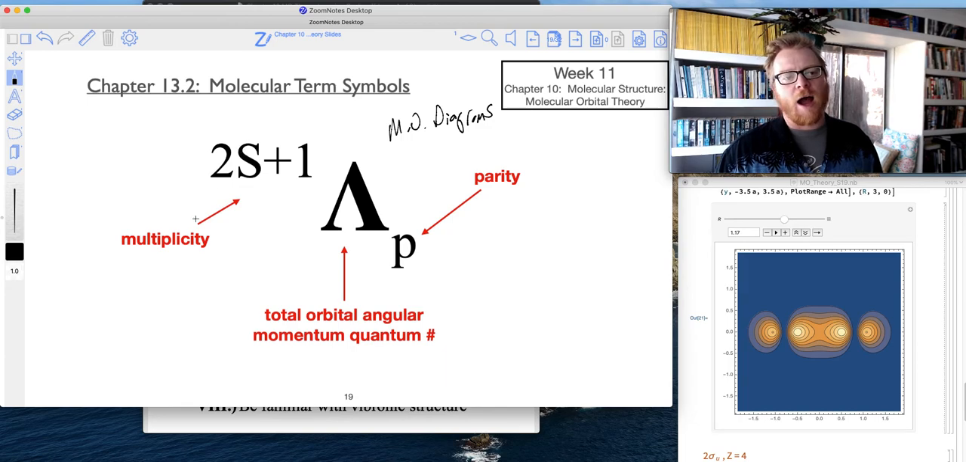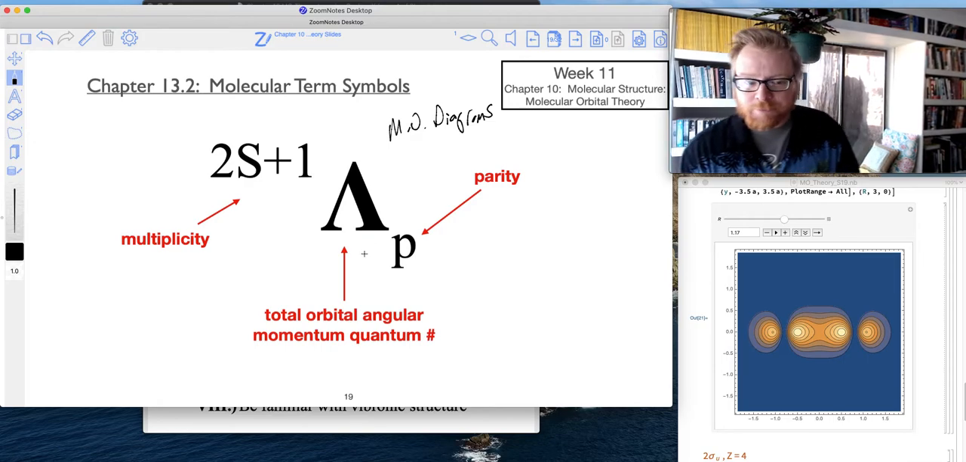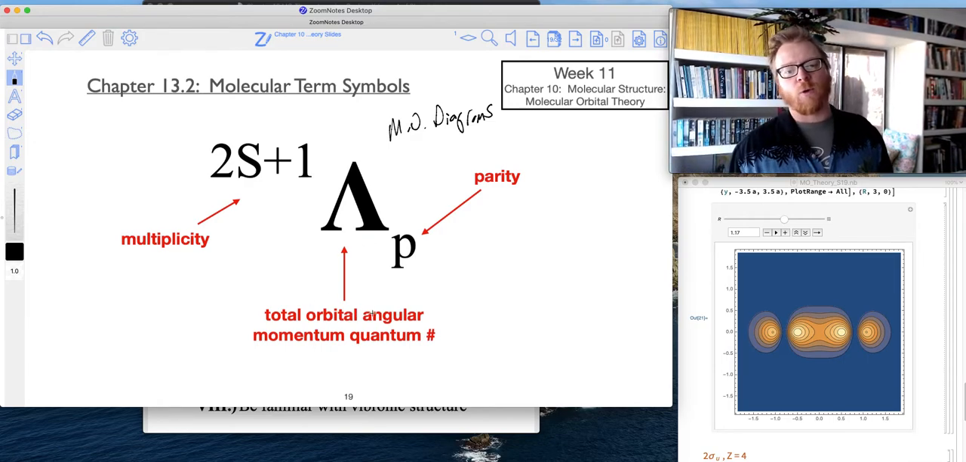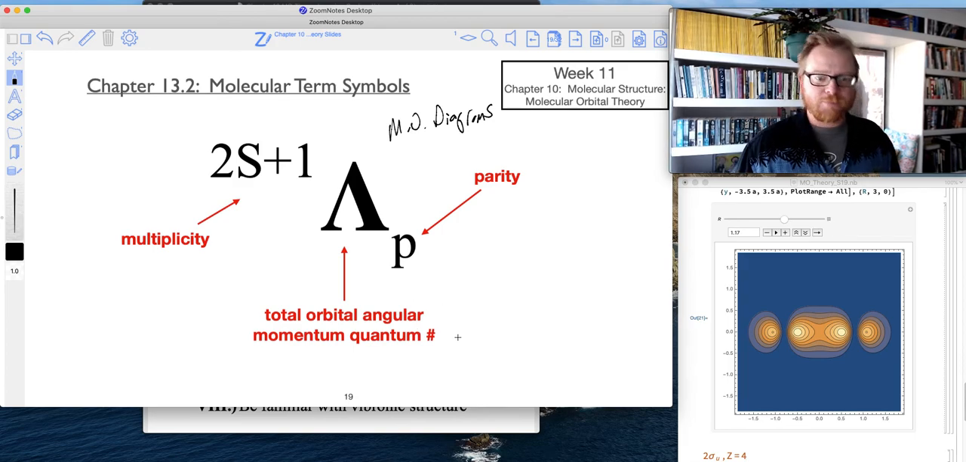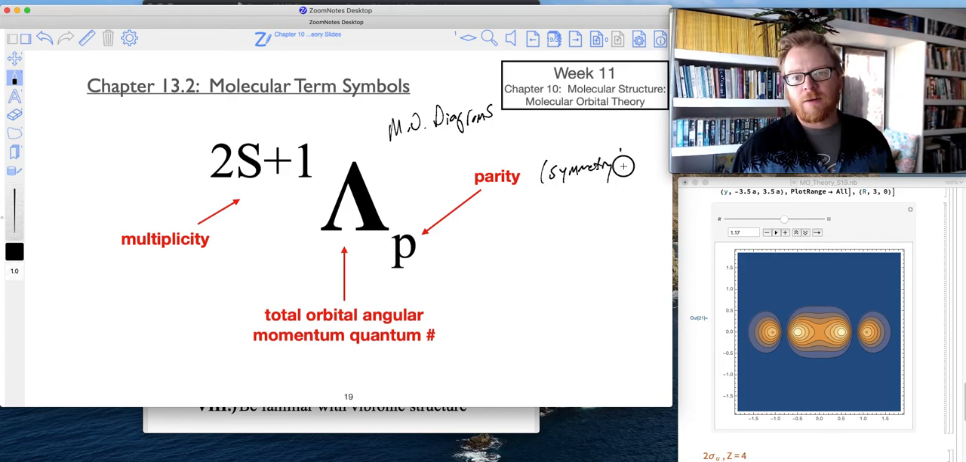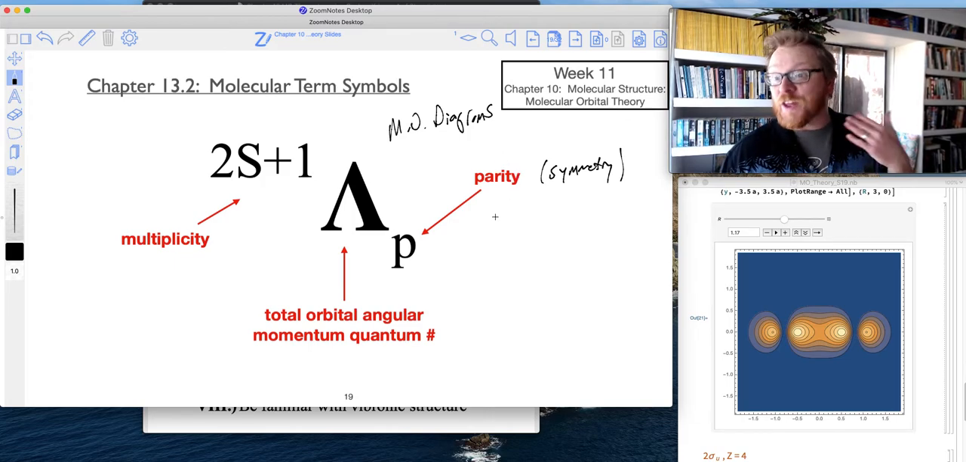Okay, so multiplicity, the 2S plus 1, has its usual meaning. Instead of a capital L, like we use for atoms, we use a capital lambda for molecules, which is still representing our total orbital angular momentum quantum number. But now we have a new term right here, which is related to symmetry. This parity is all about the g or the u symmetry operation. So that turns out to be more important to notate in molecular term symbols.